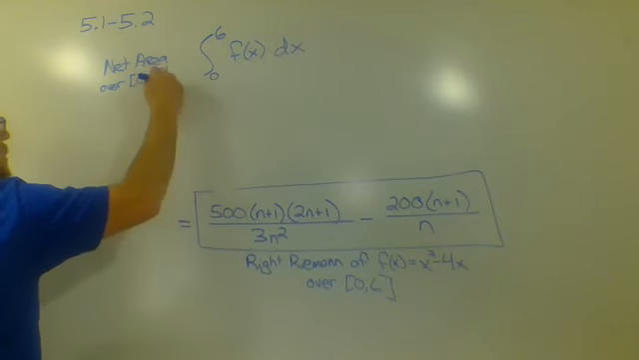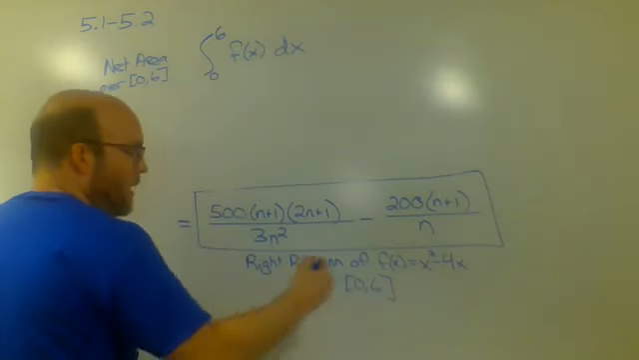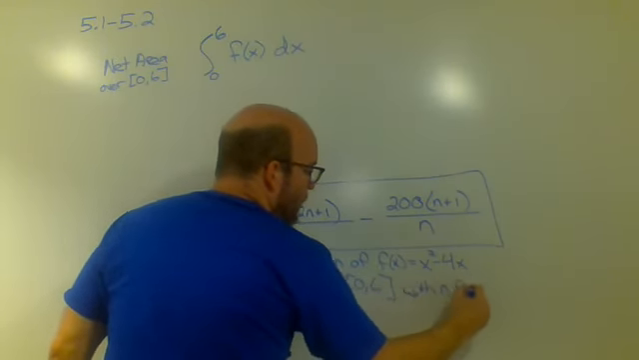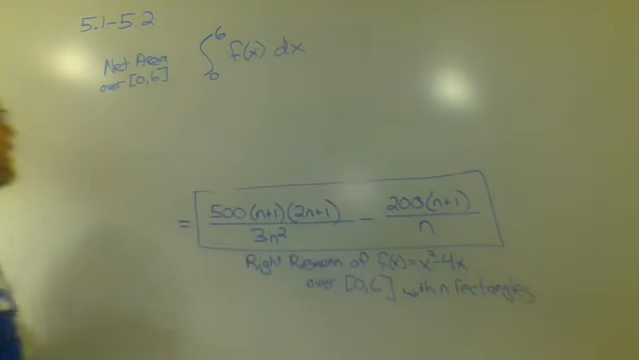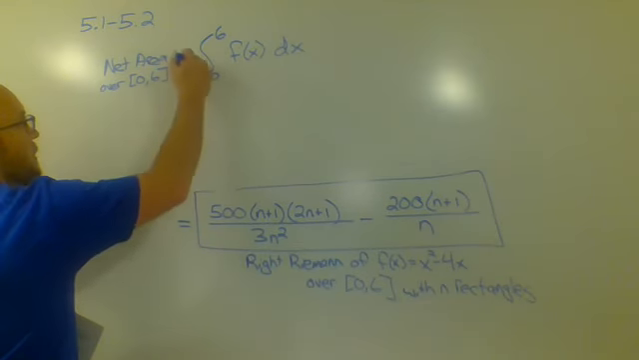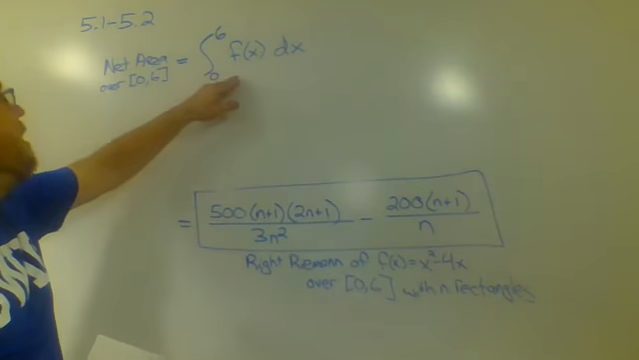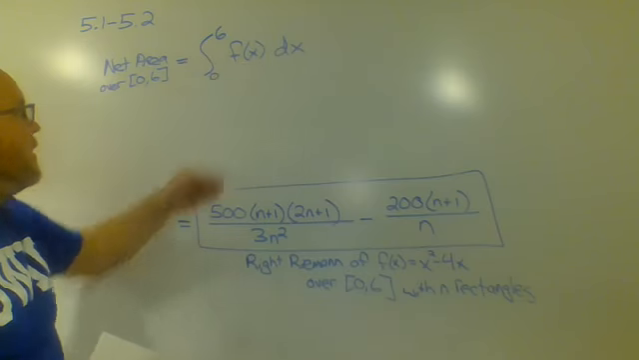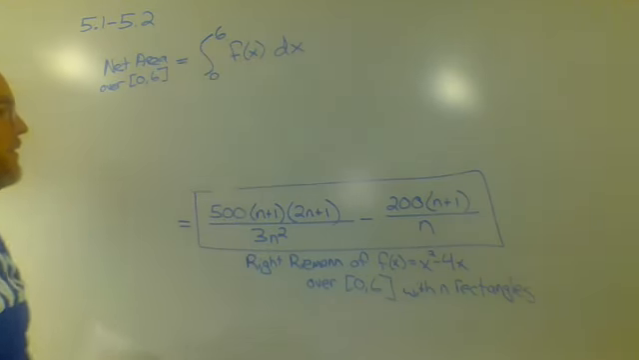And notice I don't have to talk about n subintervals, or I should have mentioned this over here. This is the right Riemann sum over that 0 to 6 with n rectangles. But if you're looking for the net area, we're not looking at rectangles at all. There's no need to describe how many rectangles we have. But the net area, this is our notation from the beginning of the semester. The net area between f of x and the x-axis is given by this notation where we're working from 0 to 6 of f of x dx.